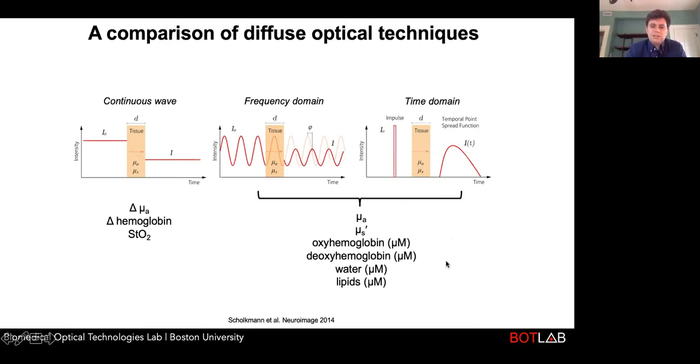And this allows you to extract molar concentrations in the tissue volume. So absolute values of oxy and deoxyhemoglobin, or if you're in muscle, myoglobin, water, and lipids. And so this is useful for longitudinal studies that occur over weeks or months, like we do in breast cancer, where we're trying to see if a patient changes over long periods of time rather than short periods of time.